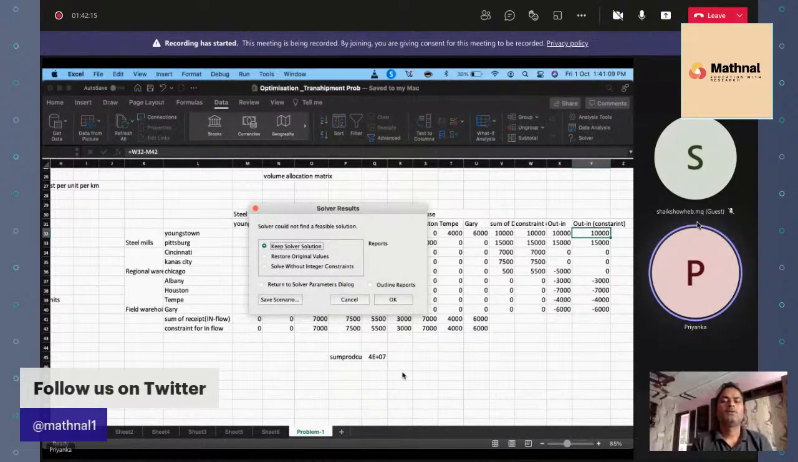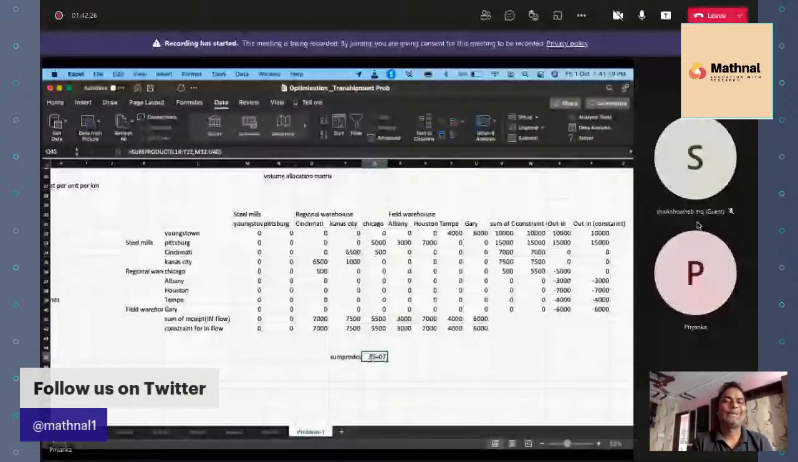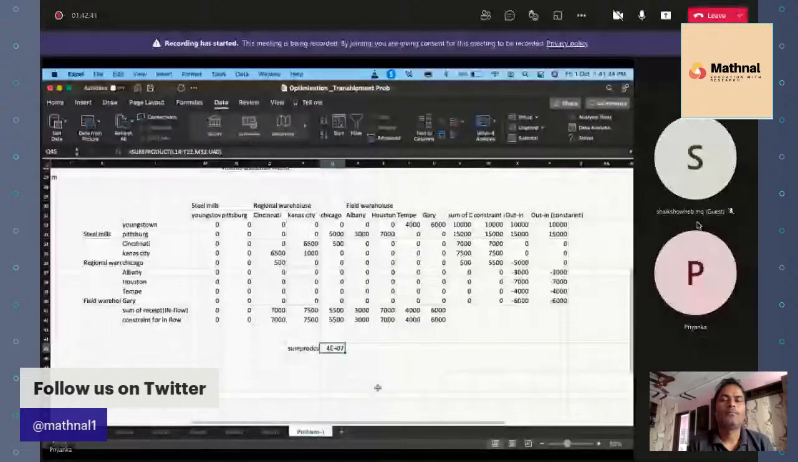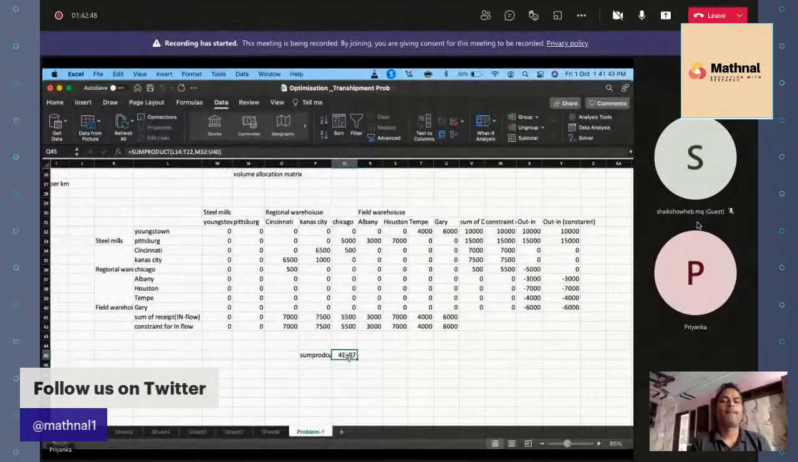Okay. So what we are getting here, the allocation is 4,000. Kingston will ship 4,000 to Tempe. So that's not possible. Tempe, we are not directly connected with them. It's wrong. So we have to make some changes in the costing matrix. Go to cost matrix.